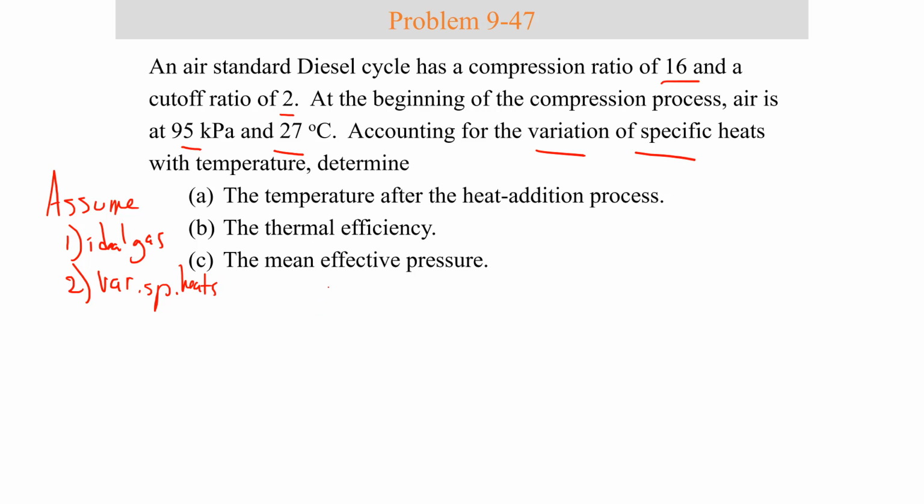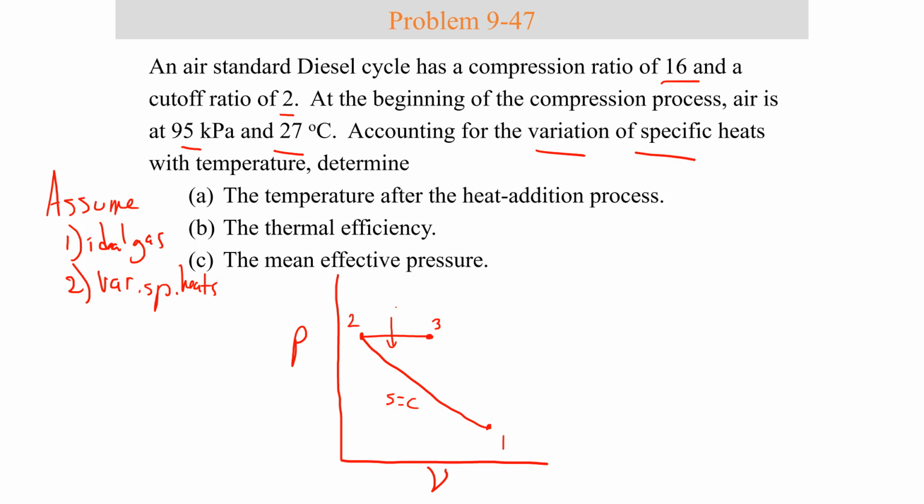So first things first, let's go ahead and draw a PV diagram. Starting at state 1, process 1 to 2 is isentropic compression. Process 2 to 3 is constant pressure heat addition. Process 3 to 4 is isentropic expansion, and 4 to 1 is constant volume heat rejection.